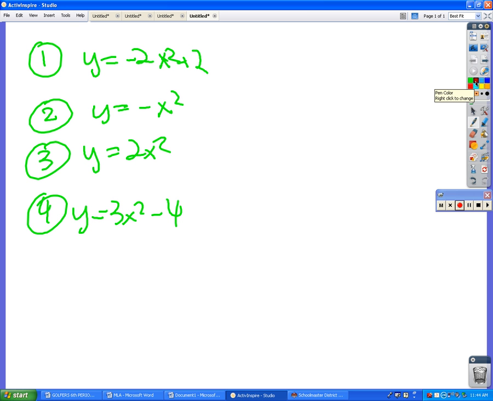What is it? Yes? Are we talking about number one? Number one, yeah. Okay, first of all, it's going to open down. Okay? And how did you know that, Reed? Because there's a negative in front of the x squared number, so we know it opens down. Nolan? Vertex is on 0, 2. Right, and this 2 right here means crosses y-axis at 2.